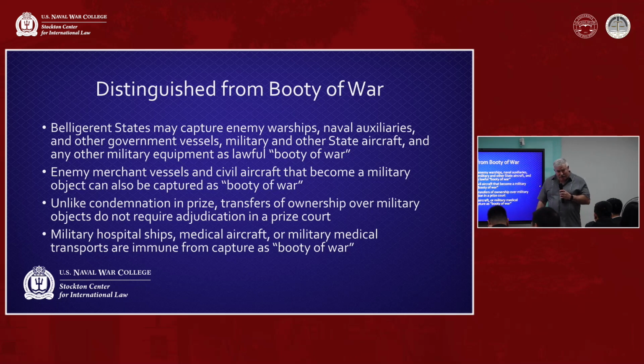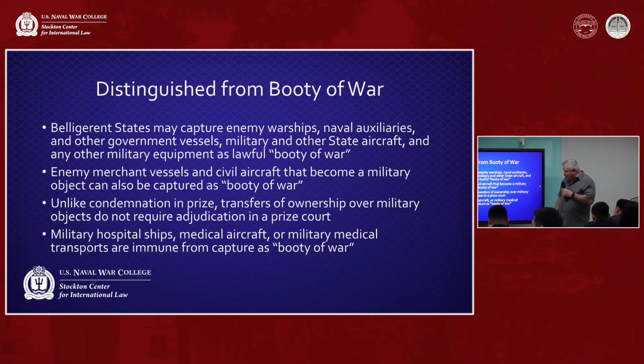I think Professor Kraska also mentioned booty of war in his lecture. So you have to distinguish prize from captured items that are booty of war. So if a belligerent captures enemy warships, naval auxiliaries, or other government vessels or aircraft, then those pieces of military equipment are booty of war. They're not prize.